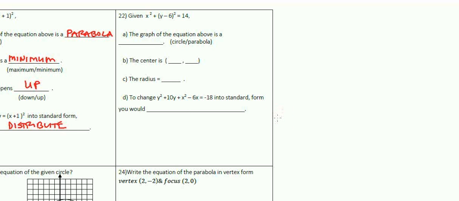Question number 22 gives us the equation x squared plus (y minus 6) squared equals 14. And letter A asks us whether this is a circle or a parabola. If you can recall, the standard form of a circle is going to look like (x minus h) squared plus (y minus k) squared equals radius squared.